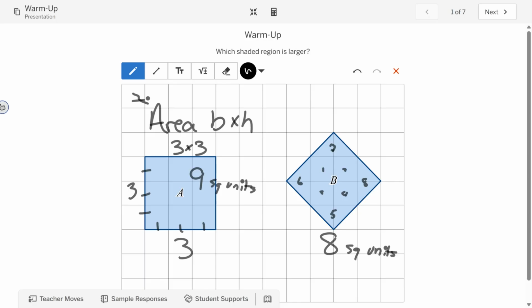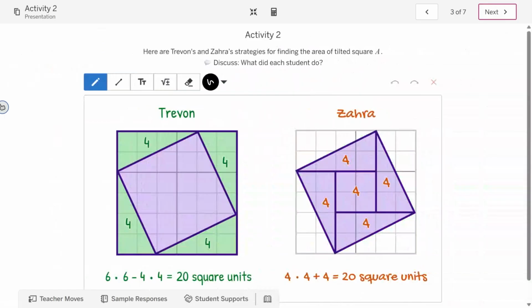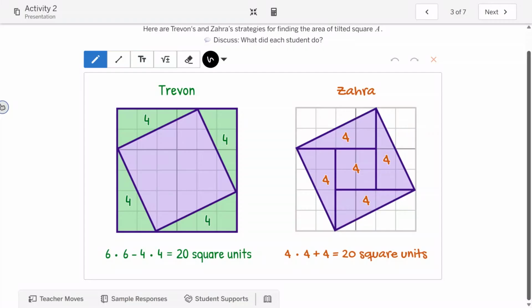So with that in mind, especially remembering the area is base times height, we are going to start talking about how to find the area of different tilted squares. We're going to look at 2 possible methods. Trayvon and Zahara are showing us 2 separate methods we could use to find the area of a tilted square. Trayvon uses this method where he has extended the square. You can see the purple was the original square and the green is where he's extended it out. And then he has found the area of the whole thing.